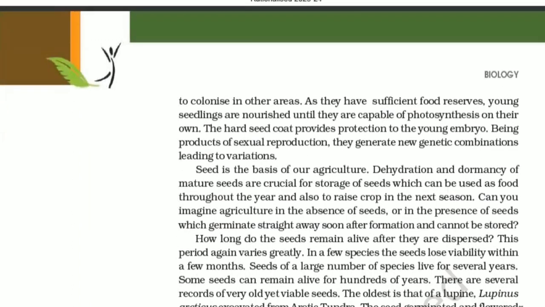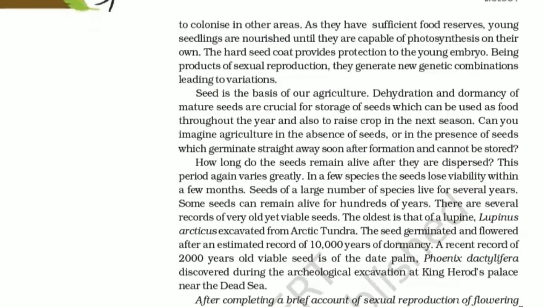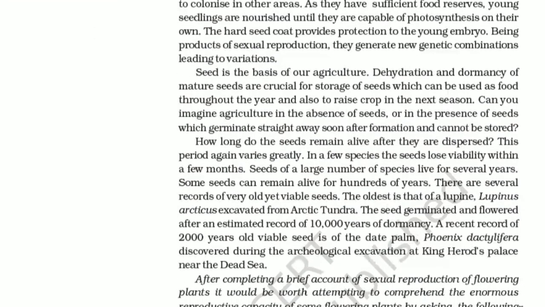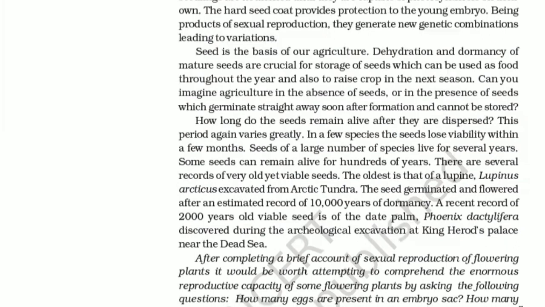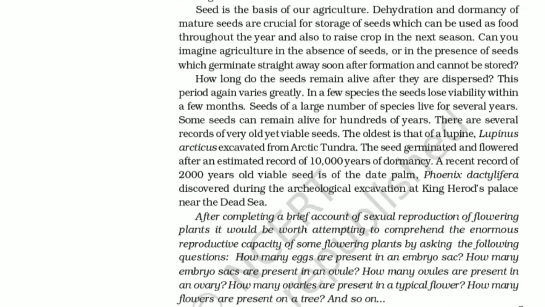as they have sufficient food reserves. Young seedlings are nourished until they are capable of photosynthesis on their own. The hard seed coat provides protection to the young embryo. Being a product of sexual reproduction, they generate new genetic combinations leading to variations. Seed is the basis of our agriculture.